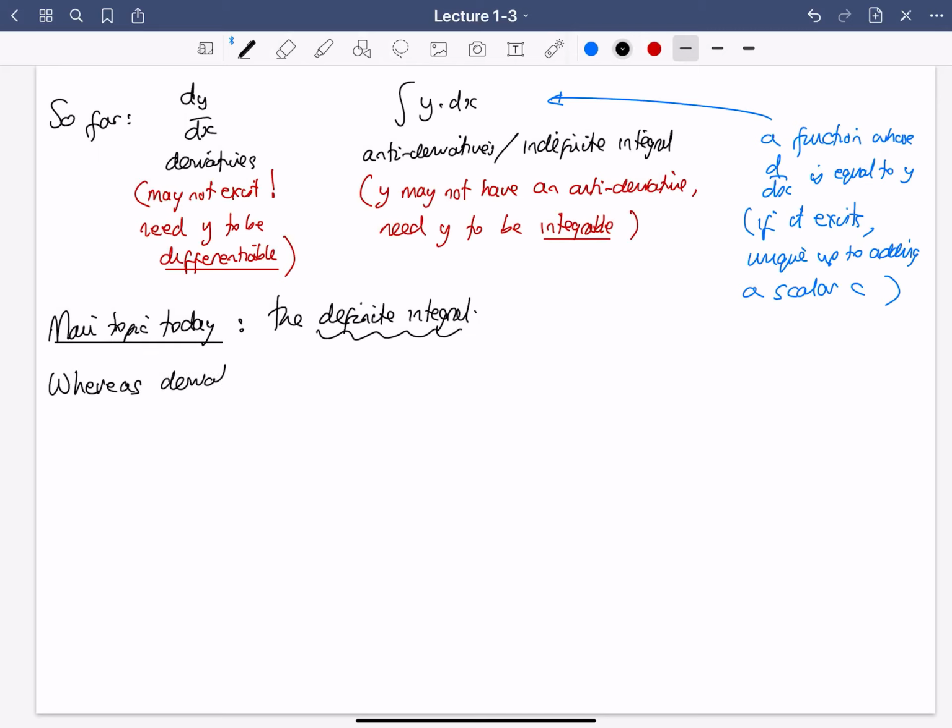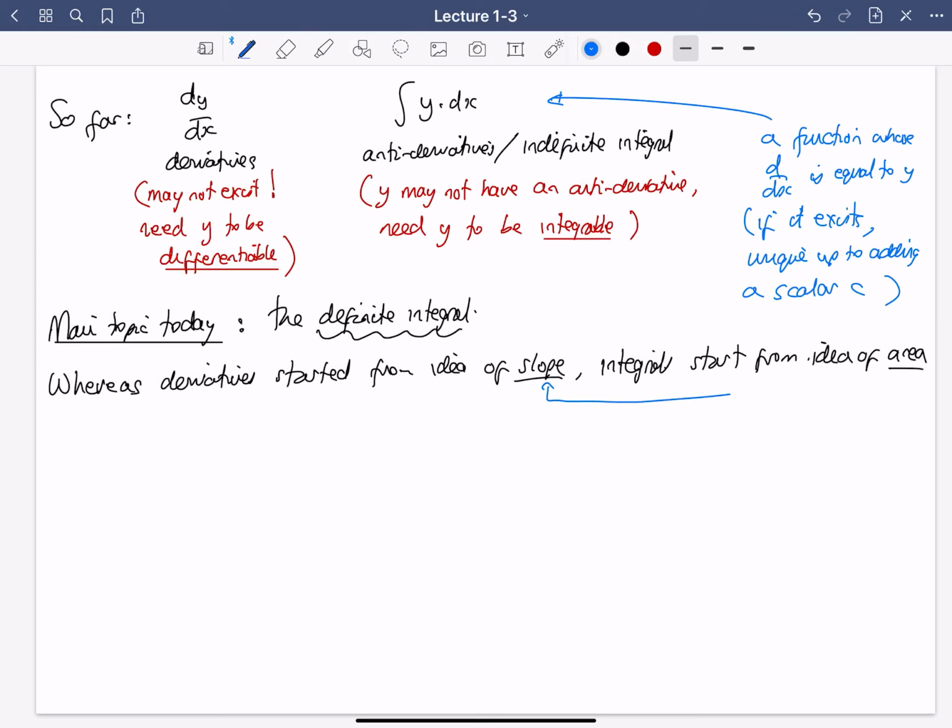derivatives started from the idea of slope, integrals start from the idea of area.